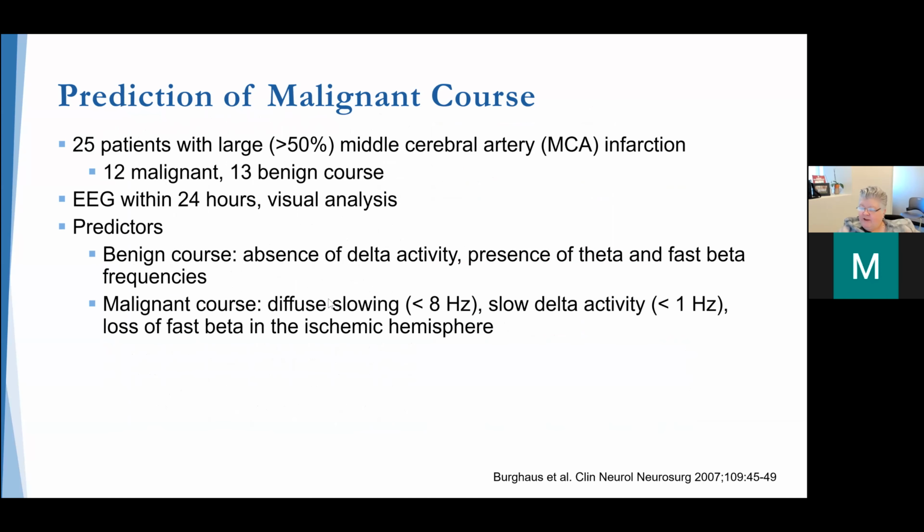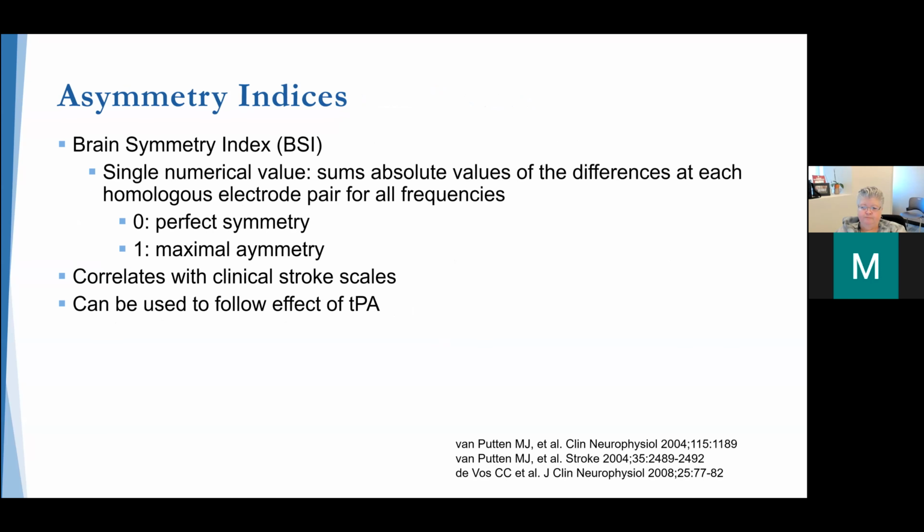So in 25 patients with large MCA infarcts, half of whom had a malignant course and half of whom had a benign course, the EEG was started within 24 hours and underwent visual analysis. And patients who developed diffuse slowing, slow delta activity, and loss of beta activity over the ischemic hemisphere were much more likely to have a malignant course of their stroke and increased intracranial pressure and cerebral edema.